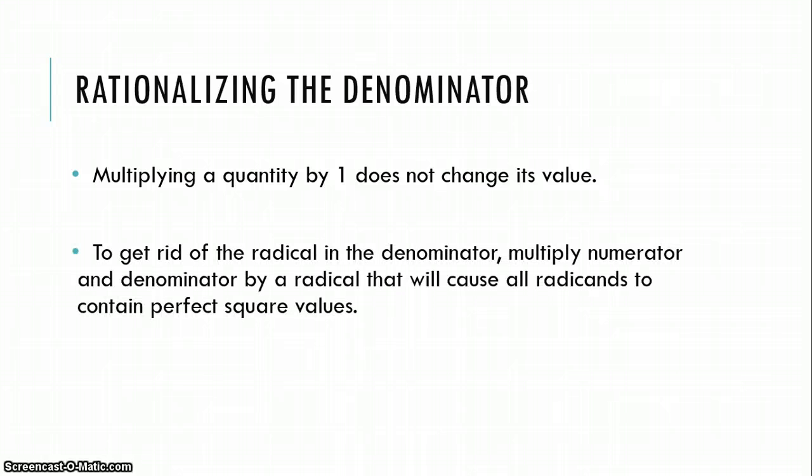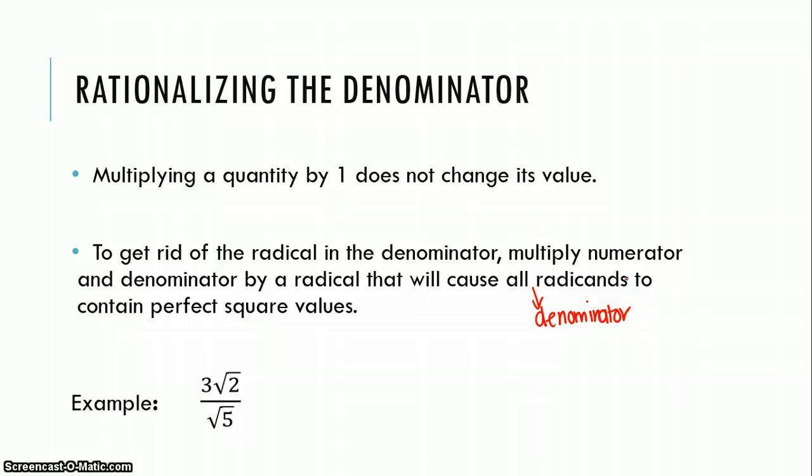So to get rid of that radical in the denominator, what we're thinking about doing is multiplying by a value of 1. So to get rid of that radical, we're going to multiply both our numerator and denominator by a value that will cause all the radicands in the denominator to contain perfect square values. So in other words, we're getting rid of any radicals in a denominator. I'm going to show you an example to see this process.